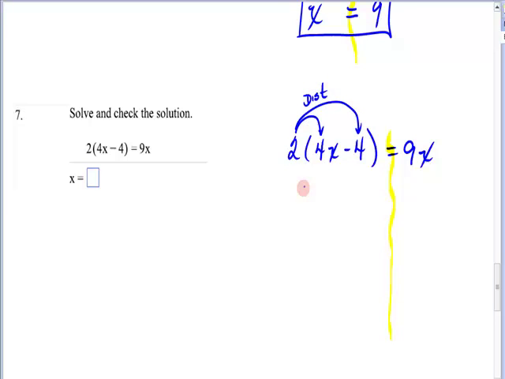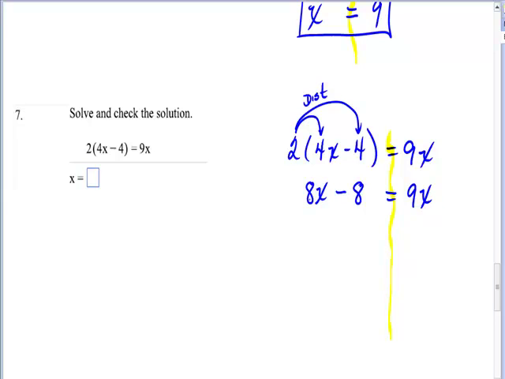2 times 4x gives me 8x. 2 times negative 4 gives me negative 8. Is there anything else I can do over here to simplify? The answer is no, those are not like terms. And that's equal to 9x because there was nothing I could do over there. So simplifying is done.